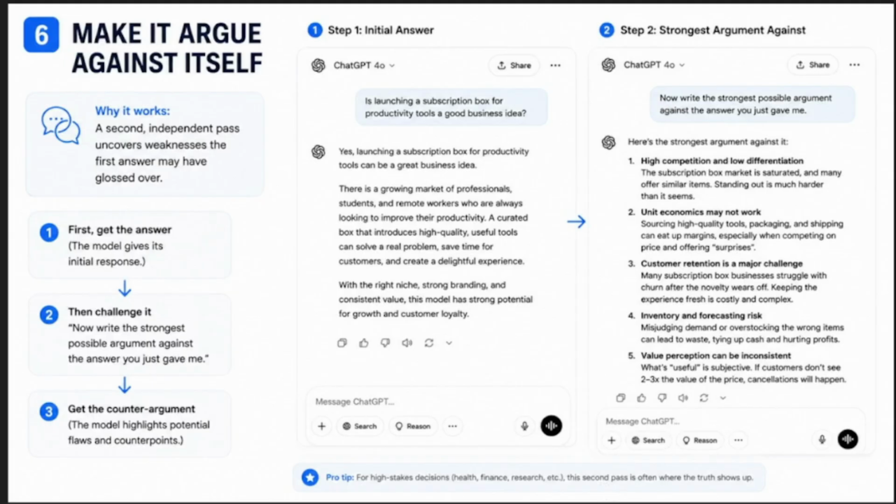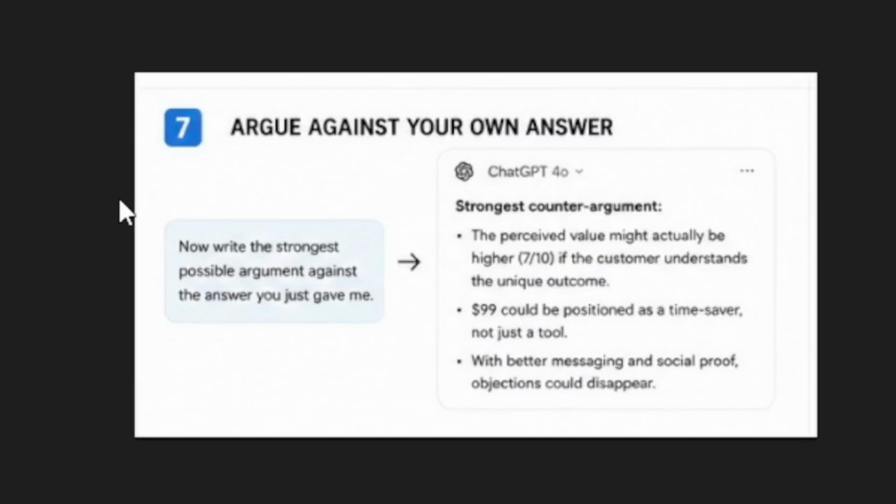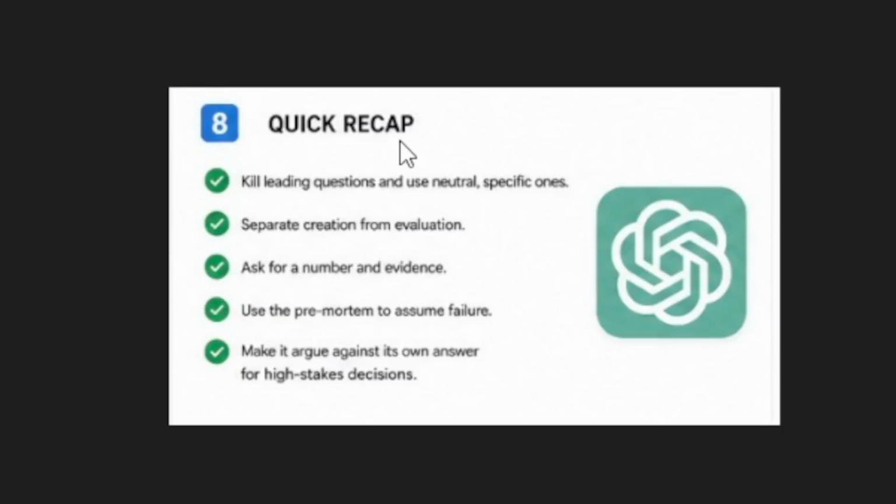Let's put all 4 of these together with one real example, because reading a technique and using it under pressure are 2 different skills. Say you're pricing a product at $99. The lazy prompt is, $99 a good price? Watch what happens with the fixed version instead. Here is my product and target customer. Rate the $99 price point from 1 to 10 on perceived value. Then assume a customer decided not to buy at this price. Write their internal reasoning. Notice what just happened. No leading question, a forced number, and a built-in pre-mortem, all in 3 sentences. That prompt will get you a real answer about whether your price is too high, too low, or confusing, instead of a cheerful, sounds reasonable to me.